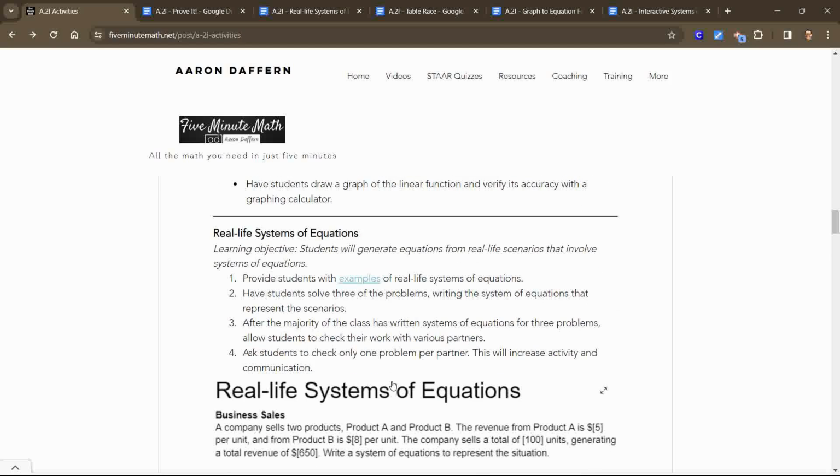So that's our first activity. Our second activity is called real life systems of equations. This really goes to that verbal description, because sometimes students have a hard time understanding how to generate real life system equations or even recognizing it, because there's a lot of word problems there.